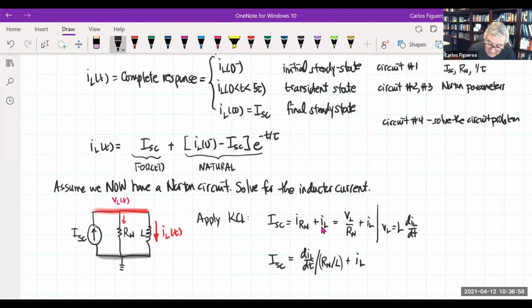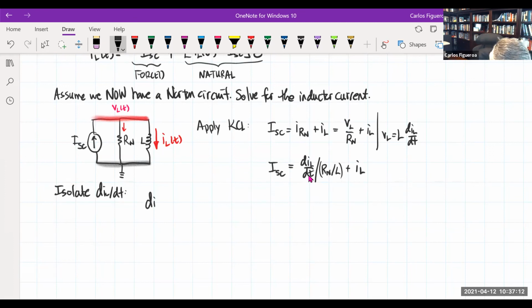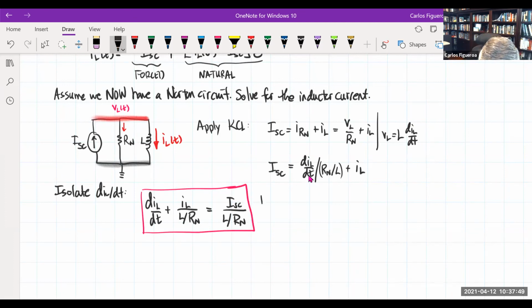The common thing to do here is to isolate dIL/dt. If I do that, I write this equation, and I divide both sides by this, and I get, oops, not an equal sign, it's a plus sign: IL divided by the quantity L over Rn equals I short circuit L over Rn. This is my first order circuit. So this is the first order equation for a Norton RL circuit.